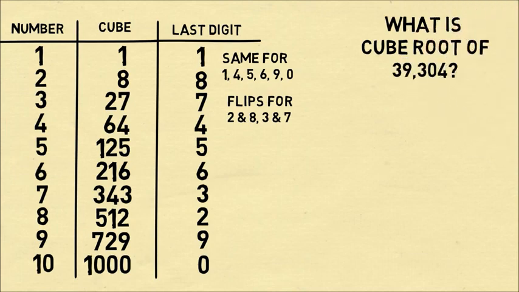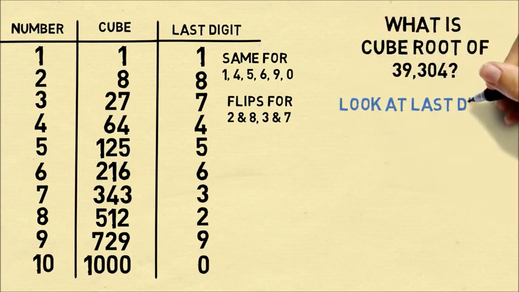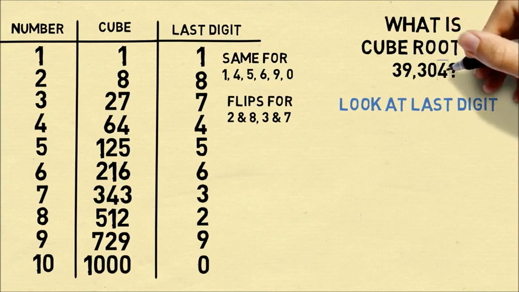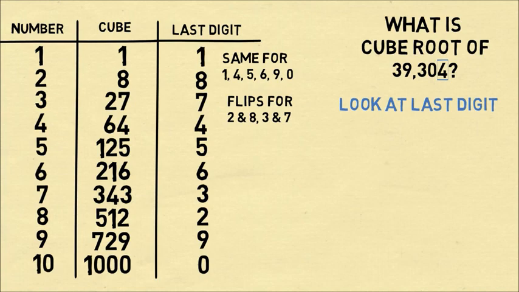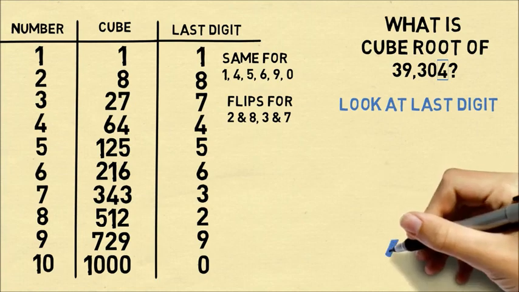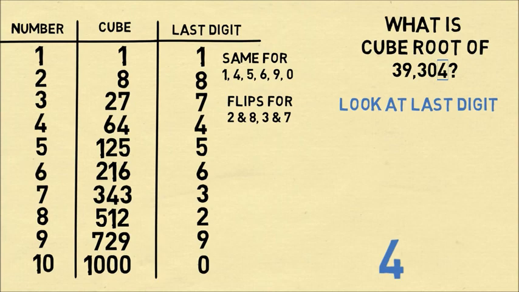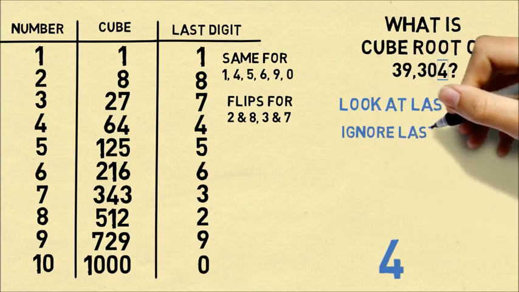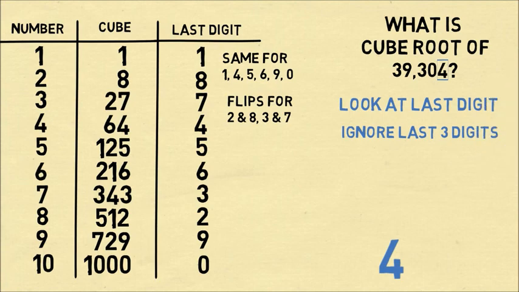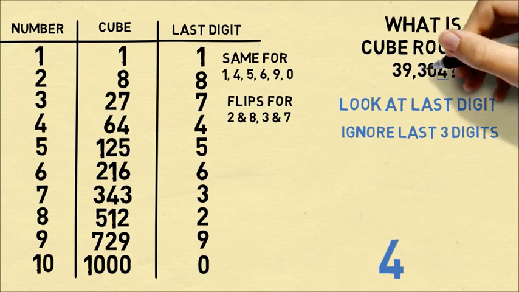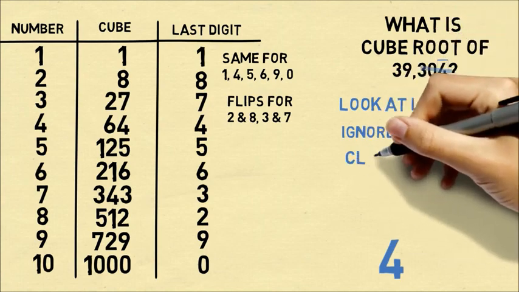So let's do the trick. What's the cube root of 39,304? The first thing I want you to do is look at the last digit. The last digit of 39,304 is 4, which we're going to put in a box. So we look up 4 in the last digit, and that corresponds to the number 4. So we write down the number 4. The next step is we ignore the last 3 digits of our number. So in 39,304, we're going to just ignore the 304.